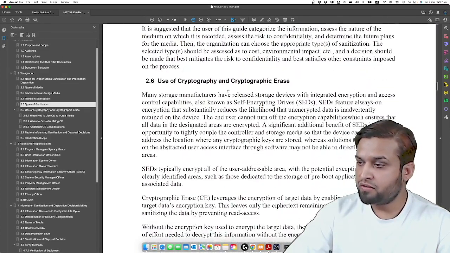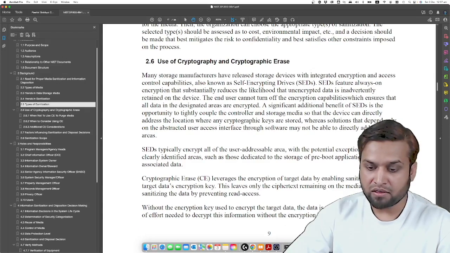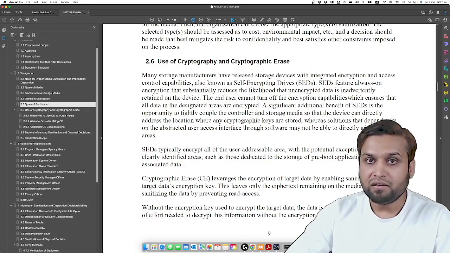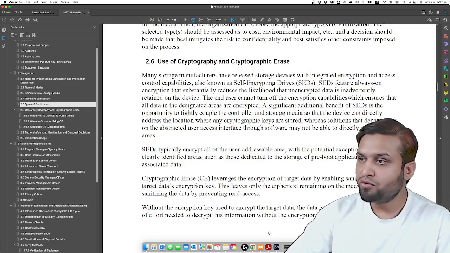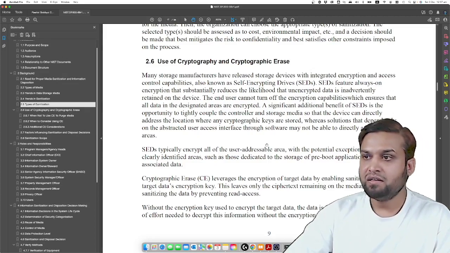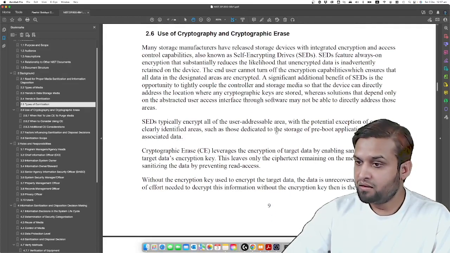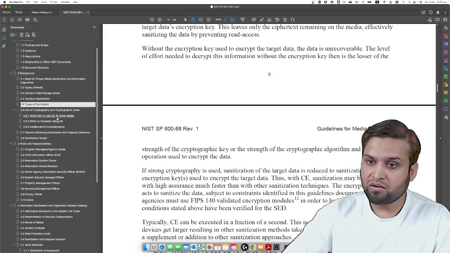Now, use of cryptographic erase. Cryptographic erase is basically used if the disk has encrypted data and you can't delete it, it always asks for the encryption key and you don't have the key, then you can go for cryptographic erase. Or even if the data is plain text, we can use cryptographic erase. This is very common in the cloud domain. Yeah, so this is what cryptographic erase is. They use the term CE all the time for this.